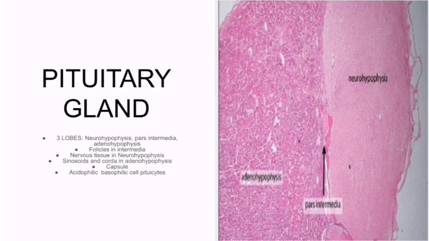In the case of the adenohypophysis, there will be sinusoids in the cords. Sinusoids will also be present in the neurohypophysis, because it will have a blood supply, right? And then the gland is surrounded by a capsule. And the last point mentioned here is that in the pituitary gland there are acidophilic cells, basophilic cells, and pituicytes.